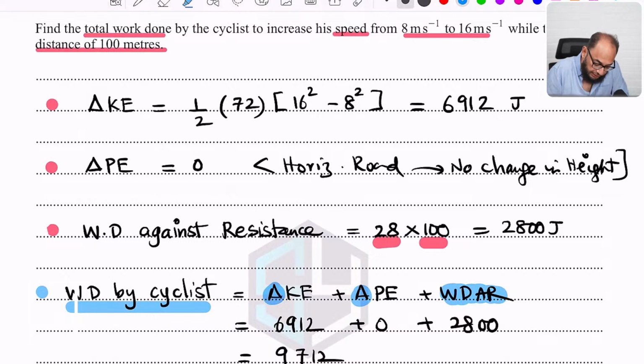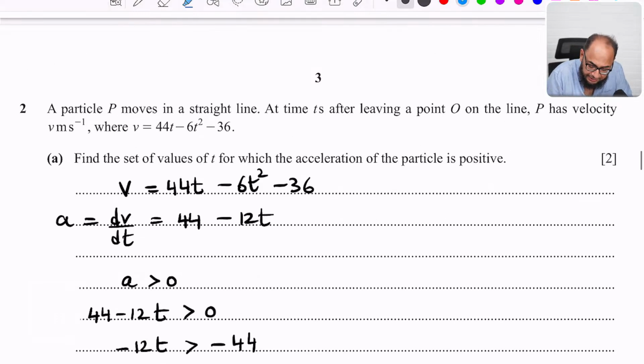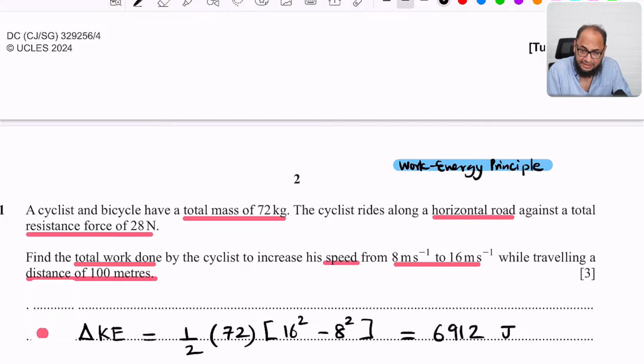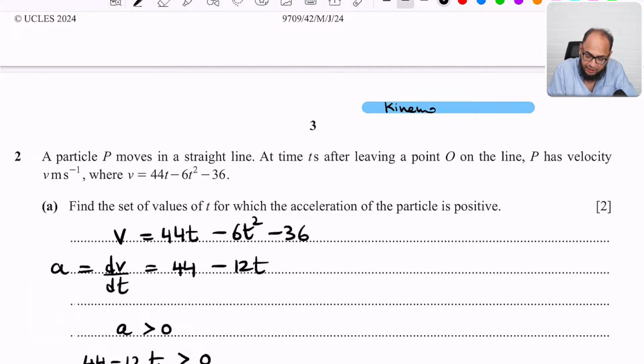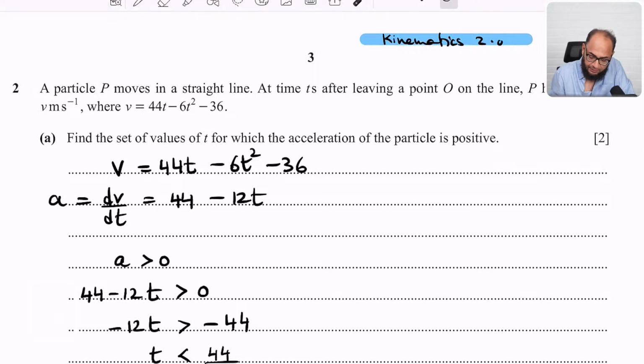Very simple, basic question. The second question is about differentiation and integration. Let me highlight this over here. The first one is the work energy principle, and I think they just had a little bit more of work and all these things in this particular question. Now the next question is about kinematics, and I refer to this as kinematics 2.0, because this kinematics is about differentiation and this kinematics is about integration and so on. The question says a particle P moves in a straight line, at time t seconds after leaving a point O on the line.